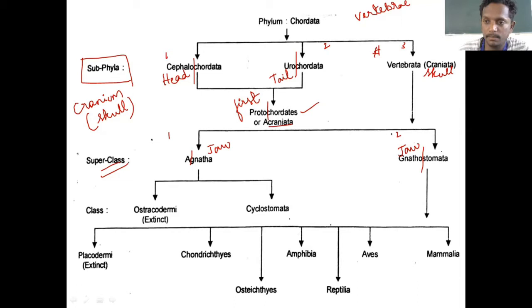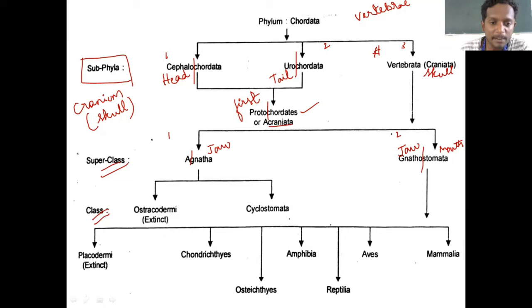Now what does this say? The second one, gnathostomata, is a superclass wherein the organisms have jaws and a mouth, where the mouth is provided with jaws. And when it comes to agnatha on the left side, their mouth is not provided with jaws. That is the basic difference. We'll get into agnatha now and then we will shift on to gnathostomata. Agnatha, if you see, is divided into two classes now.